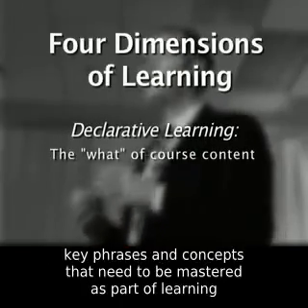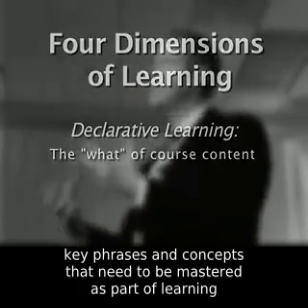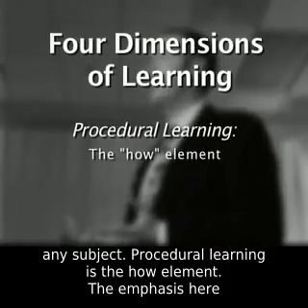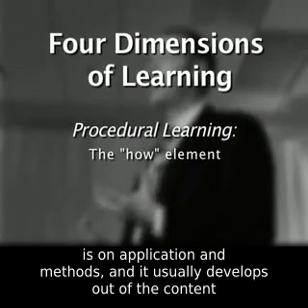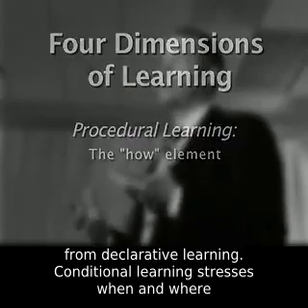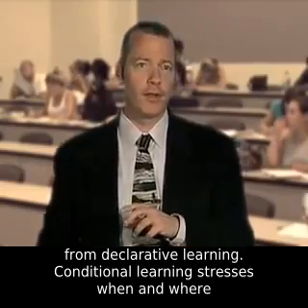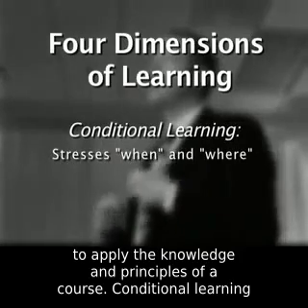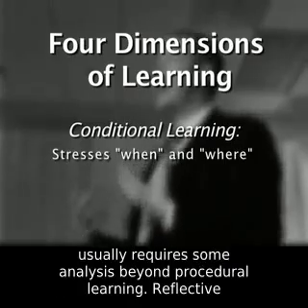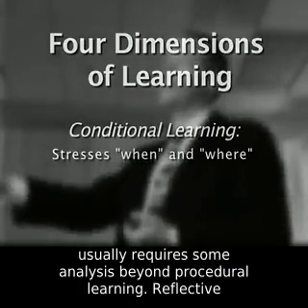Declarative learning is the what of course content. It includes key phrases and concepts that need to be mastered as part of learning any subject. Procedural learning is the how element. The emphasis here is on application and methods, and it usually develops out of the content from declarative learning. Conditional learning stresses when and where to apply the knowledge and principles of a course. Conditional learning usually requires some analysis beyond procedural learning.